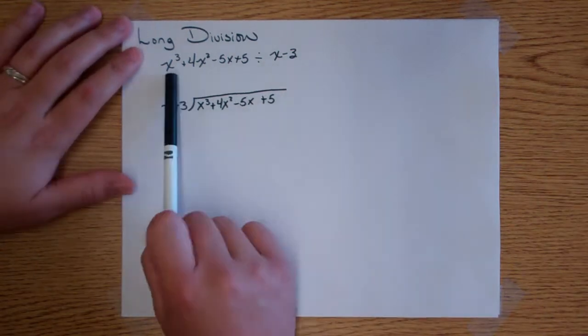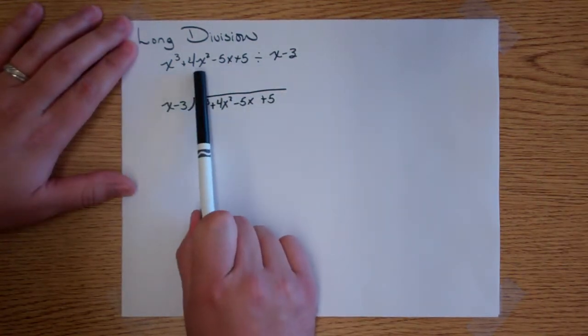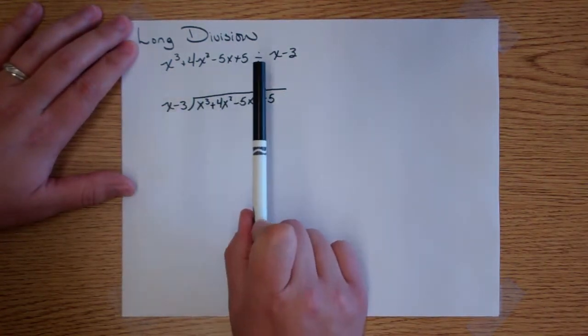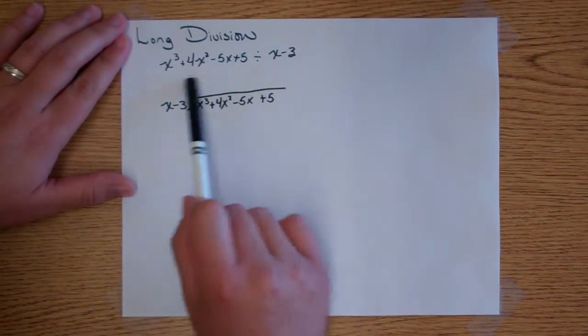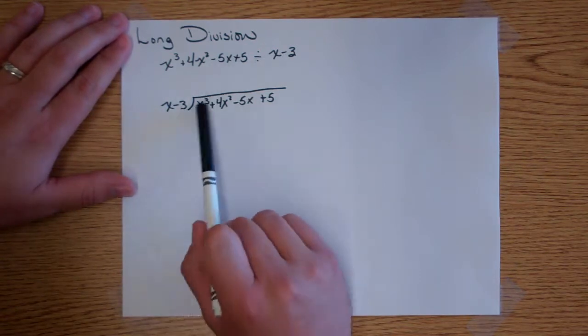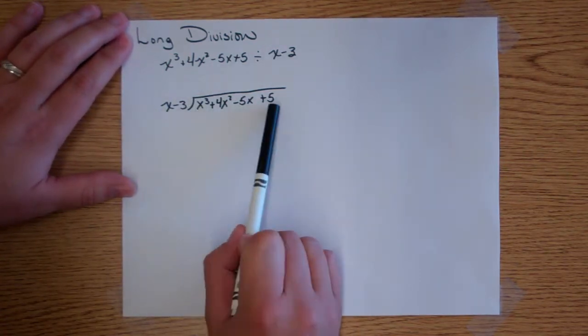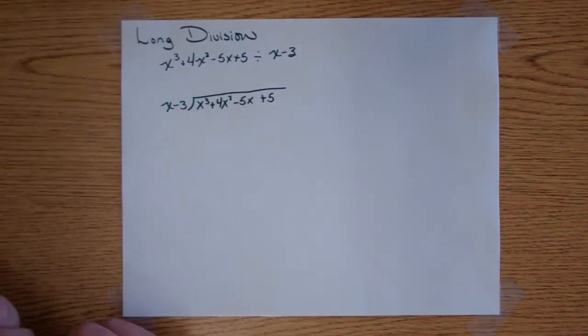Alright, so what we want to do is take this polynomial, x cubed plus 4x squared minus 5x plus 5, and divide it by x minus 3. So, we set up our long division. X minus 3, draw a little house, put our polynomial below it.